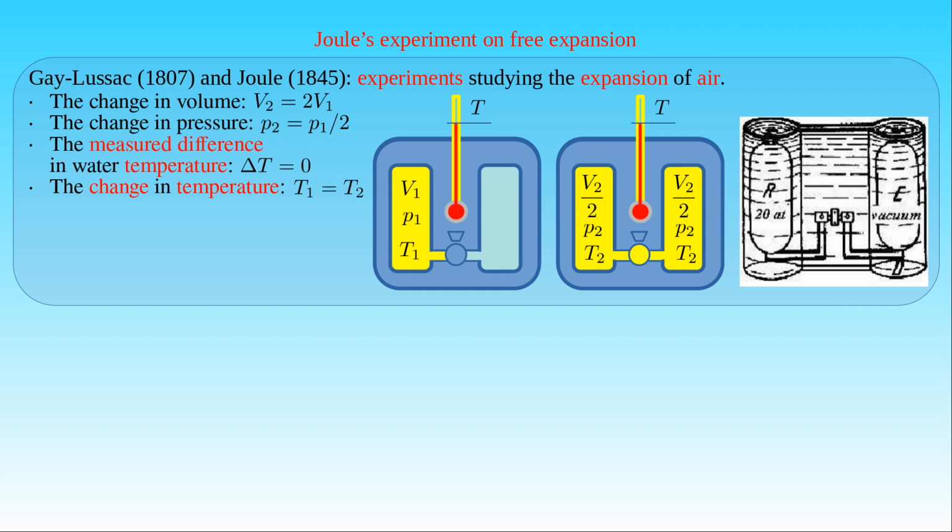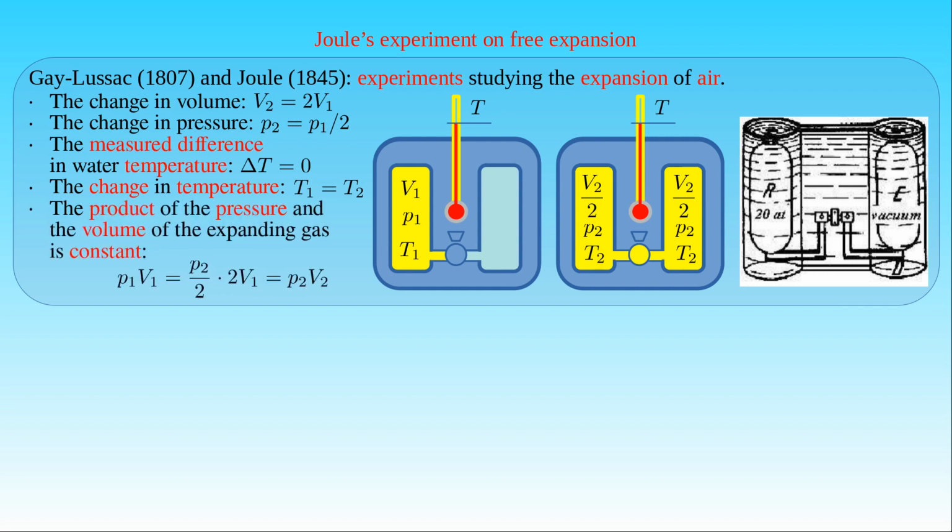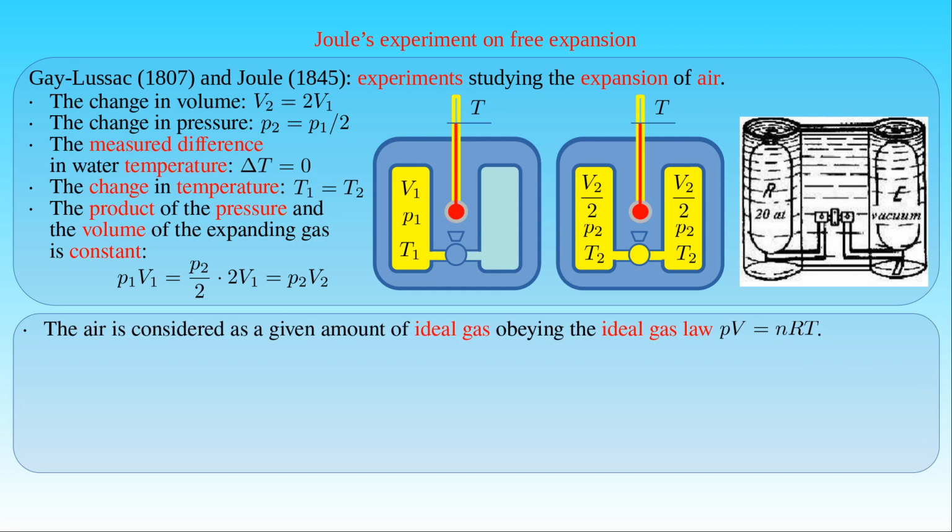We also note that the product of the pressure and the volume of the gas is the same before and after its expansion, that is, the initial pressure P1 of the gas times its initial volume V1, is equal to the final pressure P2 of the gas times its final volume V2. The expanding air in the containers can be considered as a given amount of ideal gas with a thermodynamic state determined by its pressure, volume and temperature.